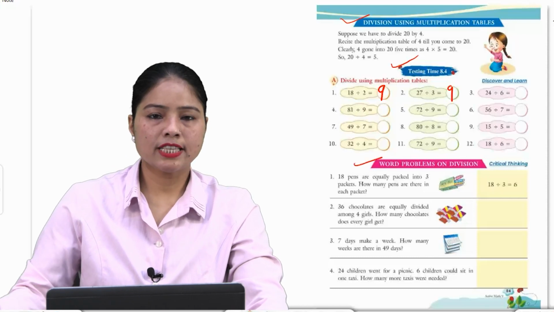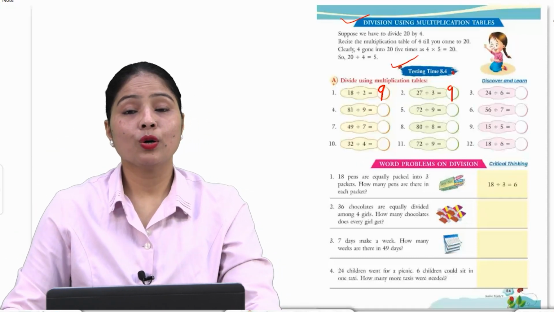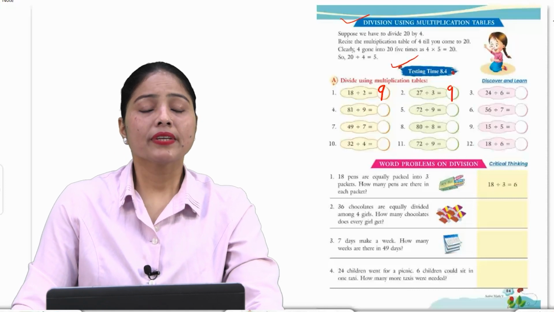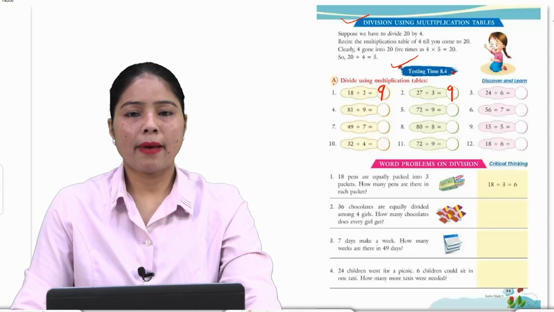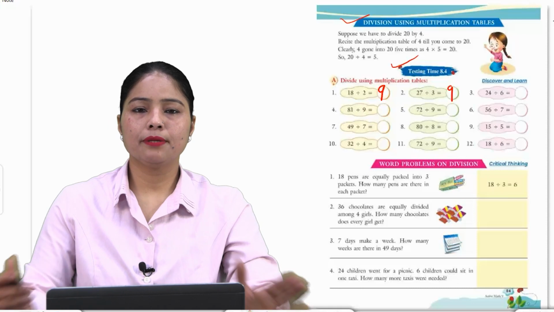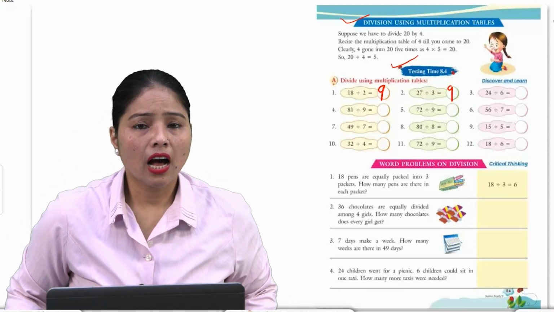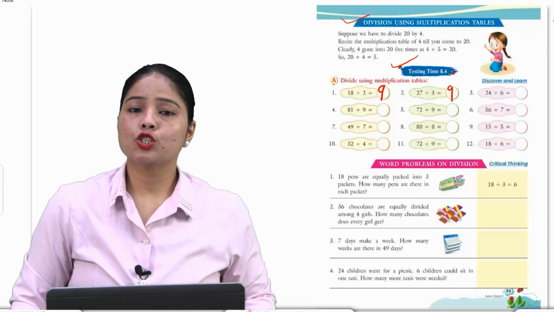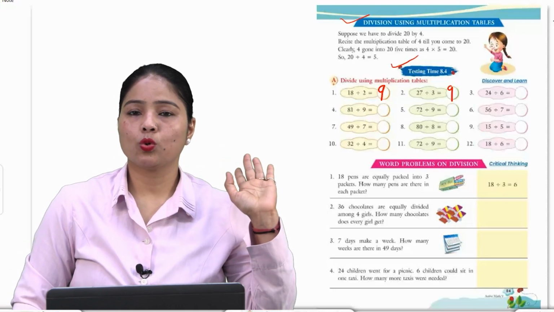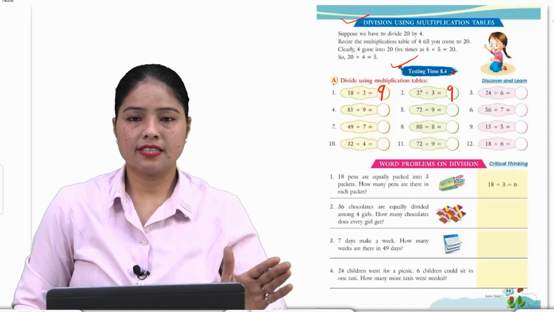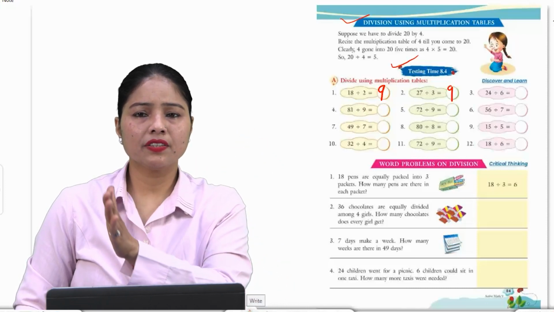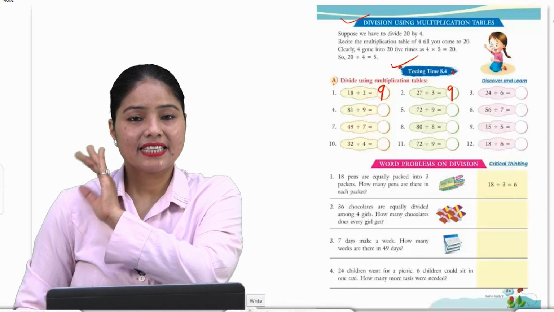So now move on to the next one, which is word problems on division. Okay beta, 18 pens are equally packed into 3 packets. 18 pens are divided equally into packets. How many pens are there in each packet? So how many pens are in one packet? So clearly it is a division sum. 18 divided by 3 is equal to 6.